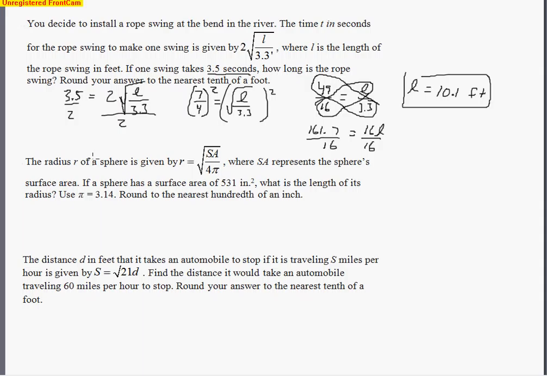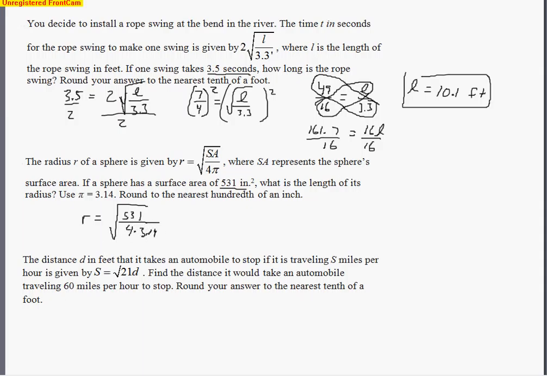So in the next problem, it says the radius of a sphere is given by this equation, where SA represents the sphere's surface area. If the sphere has a surface area of 131 inches squared, what is the length of the radius? Use 3.14 for pi. So we're trying to find the length of the radius and just substituting the numbers in. So 531 over 4 times 3.14.